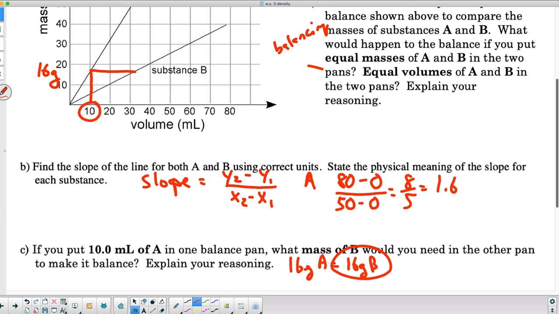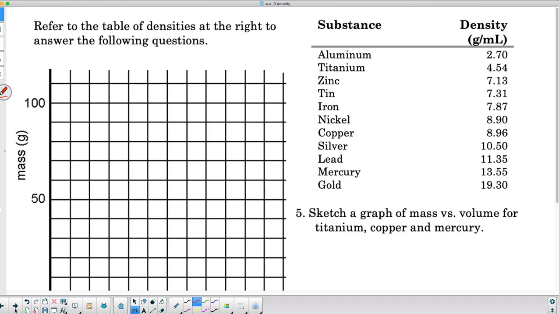All right, good luck with that. I'm going to move on to the next one. This video is getting too long. Refer to the table of densities to the right to answer the following questions. So sketch a graph of mass versus volume for titanium, copper, and mercury.